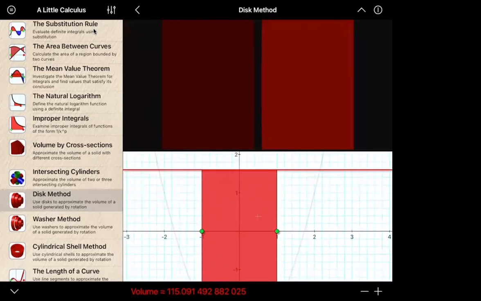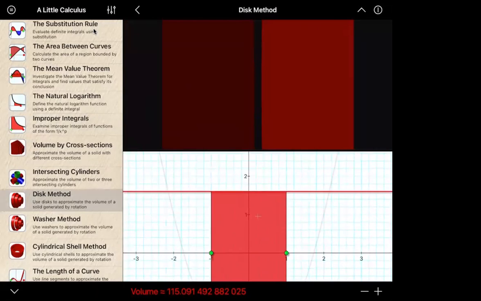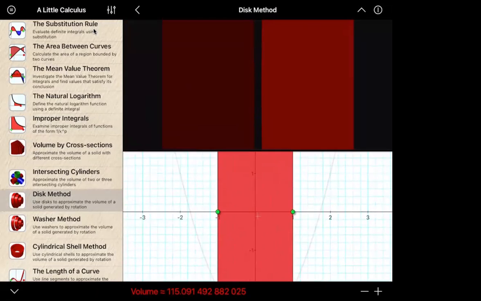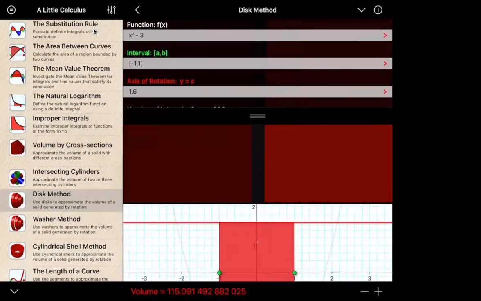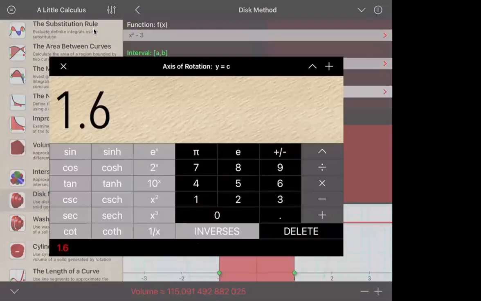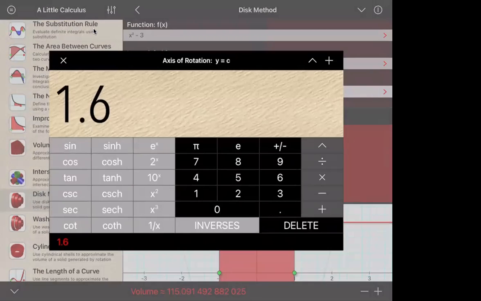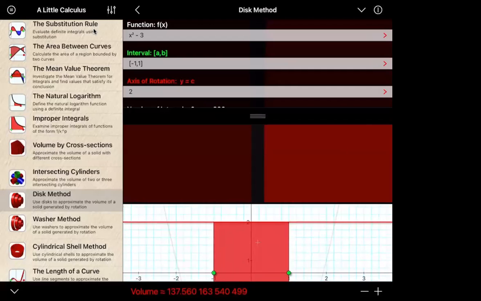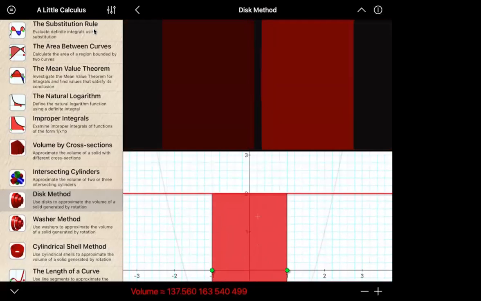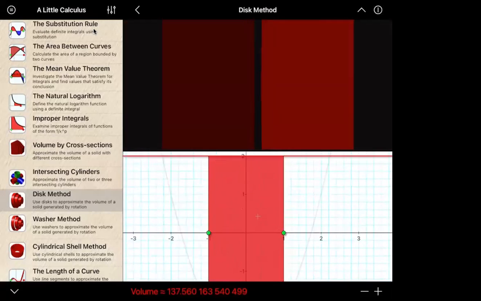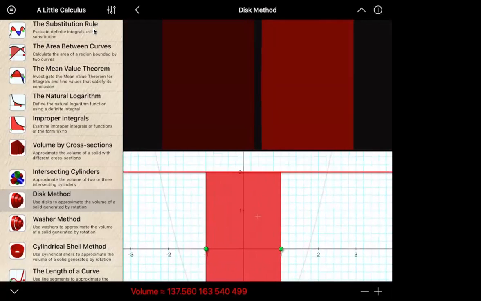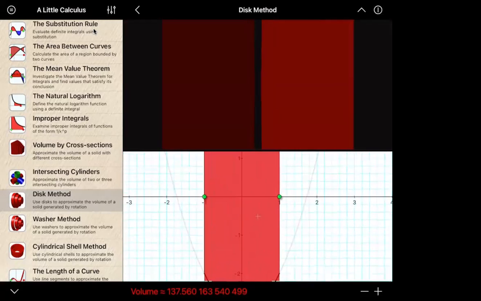Okay, and we're going to rotate it around the axis of rotation. Let's go around y equals 2. I'll add that in. And let's look at our picture. All right, so since this is the disk method, it's going 2 minus x squared minus 3.